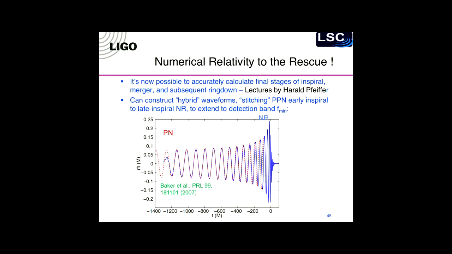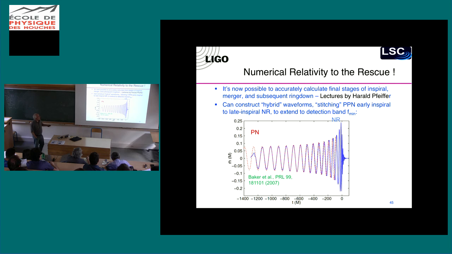Well, numerical relativity to the rescue. It's now possible to accurately calculate the final stages of inspiral, merger and subsequent ringdown, even with spin, and even with eccentricity. In fact, it's hard to get rid of eccentricity in these numerical simulations. But you can only do it for the last handful of cycles.